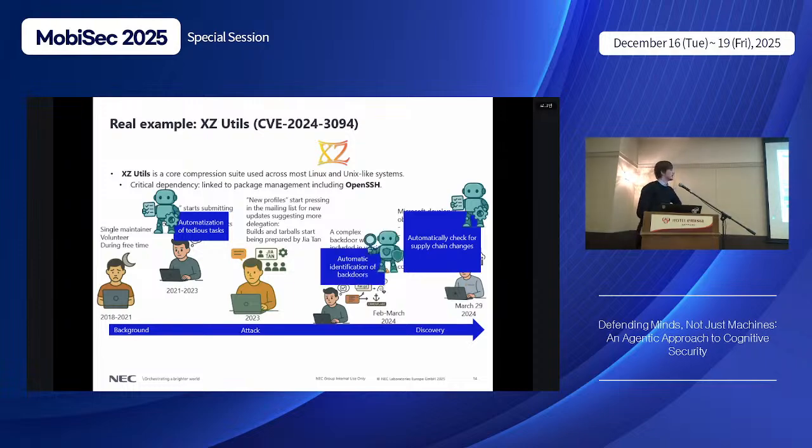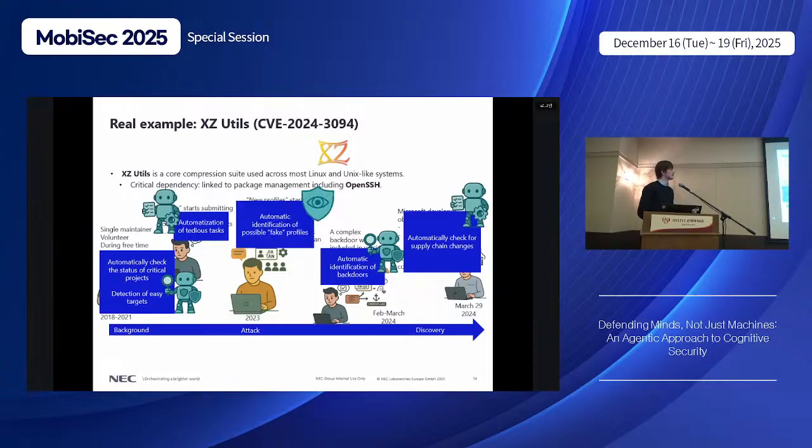Keepers could be in charge of automatic identification of backdoors in the project, and also automatically checking the status of critical projects and detection of easy targets. And then sentinels could be used to automatically identify possible fake profiles.